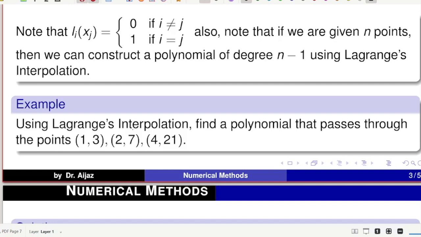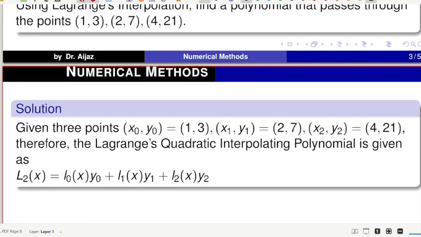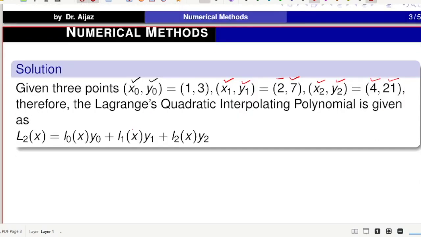Now let's come to this example. Using Lagrange's interpolation, find a polynomial that passes through the points (1, 3), (2, 7) and (4, 21). So we are given 3 points here, which we shall name as x0, y0, which is 1, 3. Then x1 is 2, y1 is 7, and similarly x2, y2, which we call as 4 and 21. Then we can define the Lagrange's quadratic interpolating formula because we are given 3 points, which we define as L2 of x equal to L0 of x y0, L1 of x y1 plus L2 of x y2.